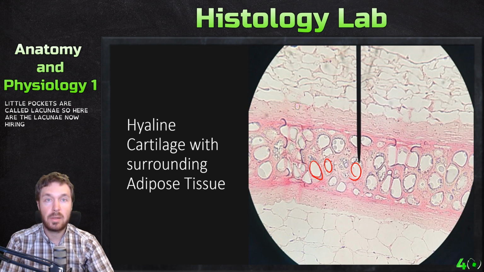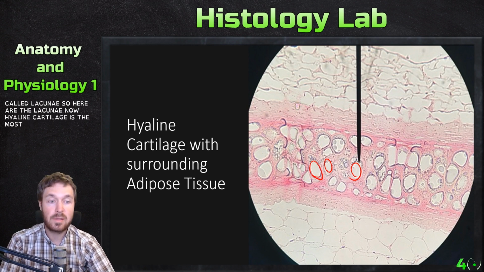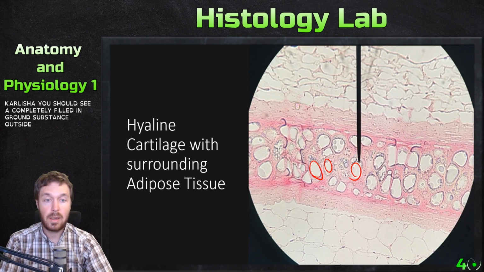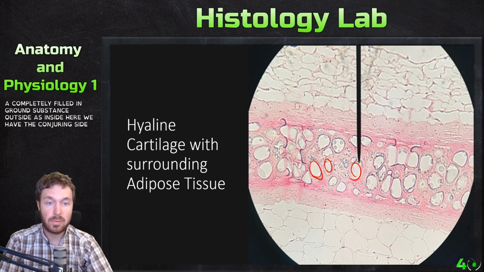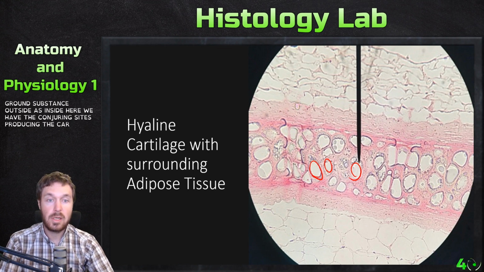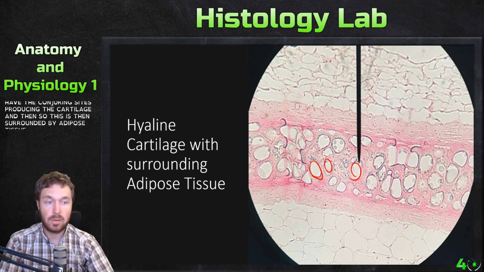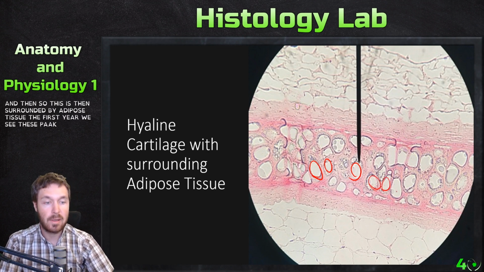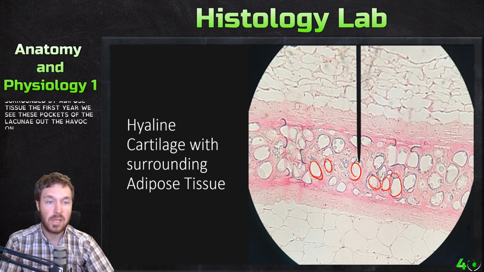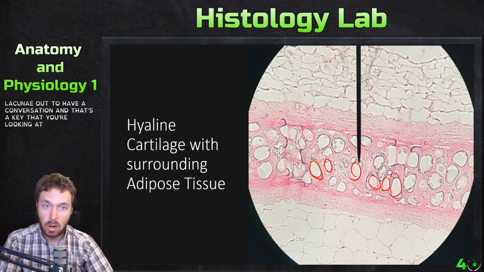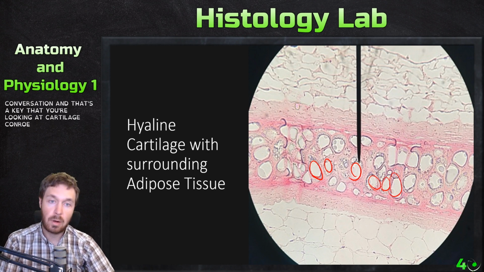Now, hyaline cartilage is the most dense form of the cartilage, so you should see a completely filled in ground substance outside. Inside here we have the chondrocytes producing the cartilage, and this is then surrounded by adipose tissue. But first here we see these pockets of the lacunae that have the chondrocytes in them. That's a key that you're looking at cartilage, chondro for cartilage.